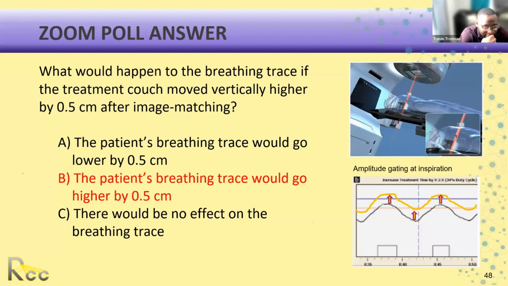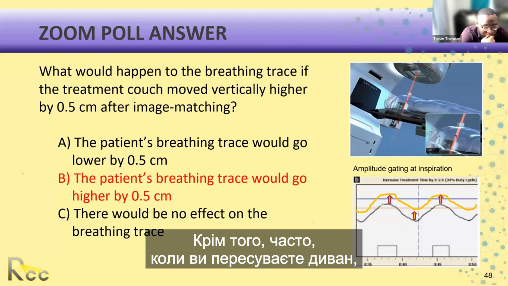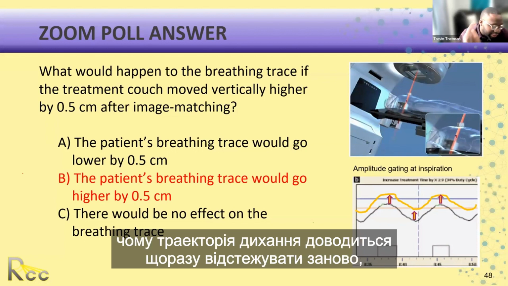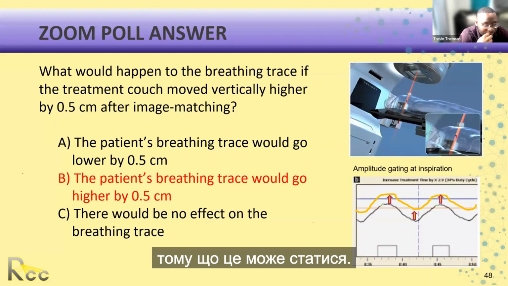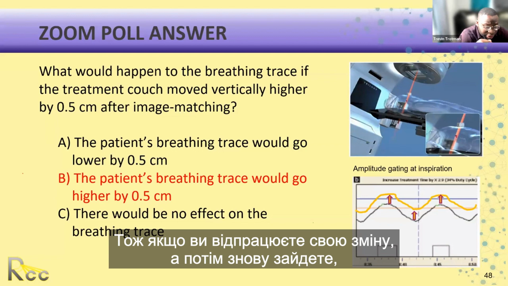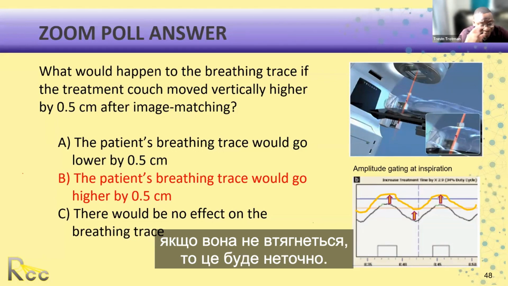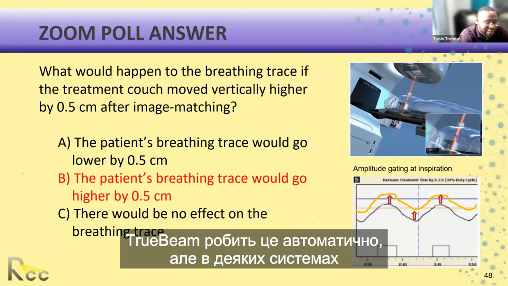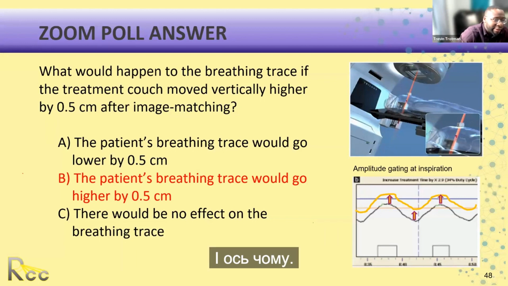Which makes sense. A lot of the times, when you move the couch, let's say you do your shifts, this is another important reason why the trace has to retract again every time, because of this would happen. So if you do your shift after this and then you go in again, if it doesn't retract, then this will be inaccurate. I know some systems you may have to do it manually. TrueBeam does it automatically, but some systems you have to do it manually, and this is the reason why.